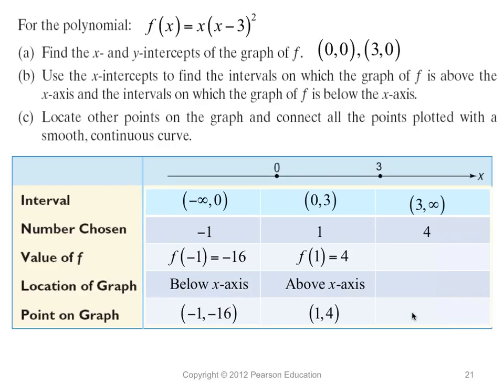Okay, so when you plug 4 into your original equation, you should get 4 out, because you just have 4 times (4 minus 3) squared. 4 is a positive number, so it's going to be above your x-axis, and the point on the graph is just going to be (4, 4).